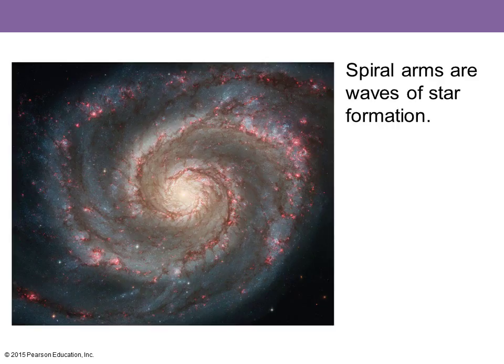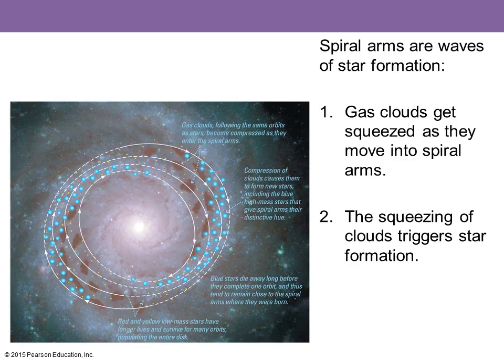Spiral arms are waves of star formation, apparently. This would be a place where most of the younger stars would be born. So the spiral arms are waves of star formation. The gas clouds get squeezed as they move into the spiral arms, and then the squeezing of those clouds triggers star formation. So by their own mutual gravitational attraction, we have these clouds of gas actually forming stars.